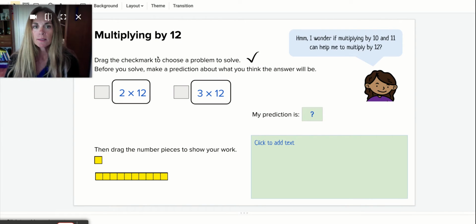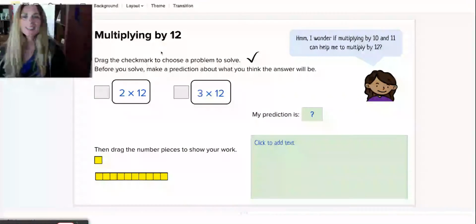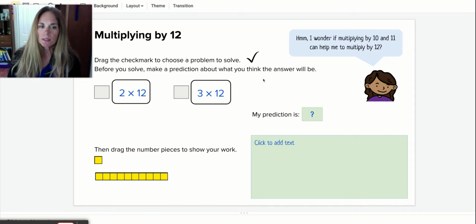Well, it's been a long time since I did this. So today we're having a recorded lesson about multiplying by 12.